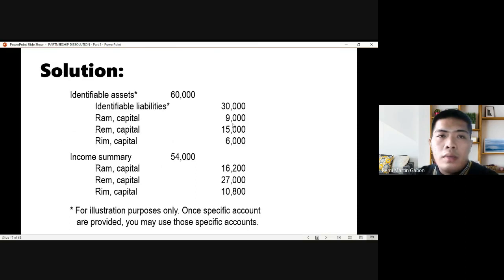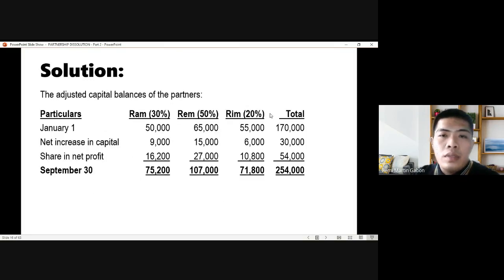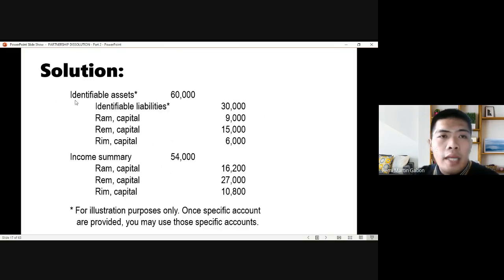Then, to journalize the transaction, okay? Debit identifiable assets and credit identifiable liabilities for purposes of this illustration, since there are no specific accounts given. 60,000 for identifiable assets and 30,000 for liabilities. Then credit RAM, REM, and RIM capital for the respective share in the net increase: 9,000, 15,000, and 6,000.